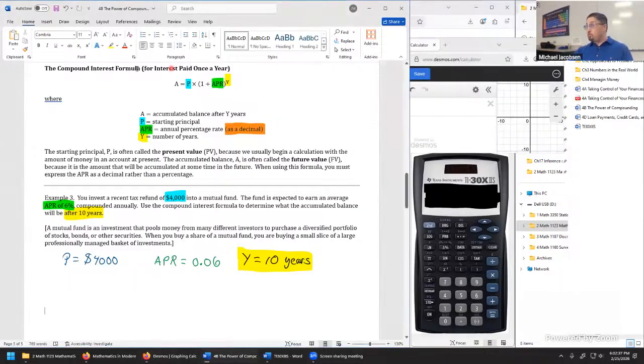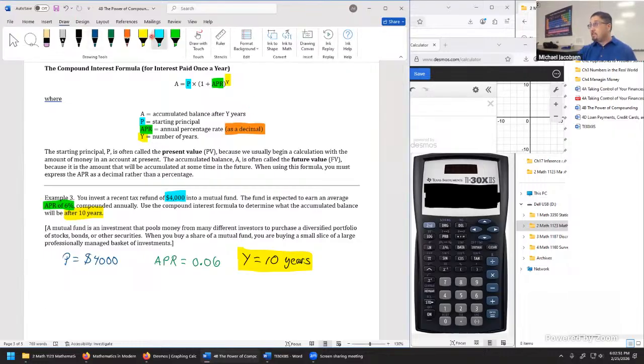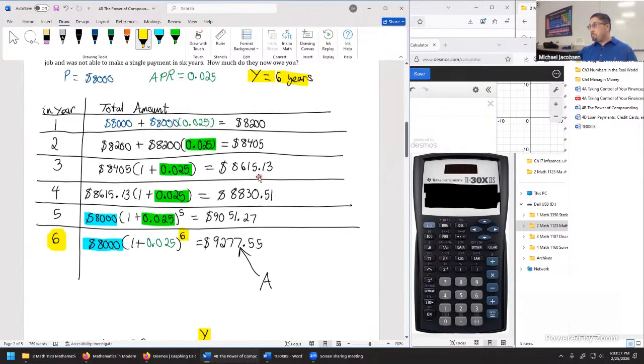And this is the big formula that we were looking into before we ended class last time. It says the compound interest for the accumulated balance, which we'll call A or amount, after the term of the loan, Y years, is going to be the principal amount, the starting amount that we've invested, or the starting amount that we took a loan on, times 1 plus the annual percentage rate as a decimal number, raised to the term of the loan in years.